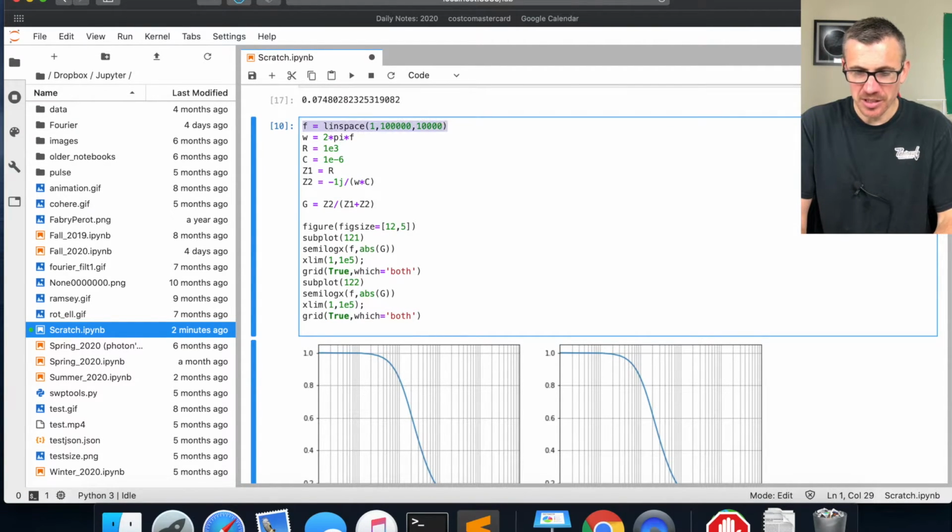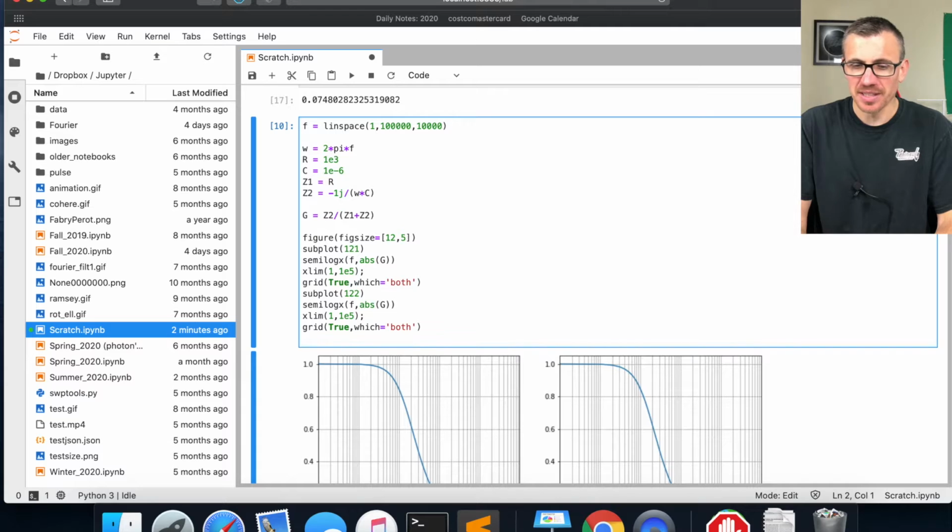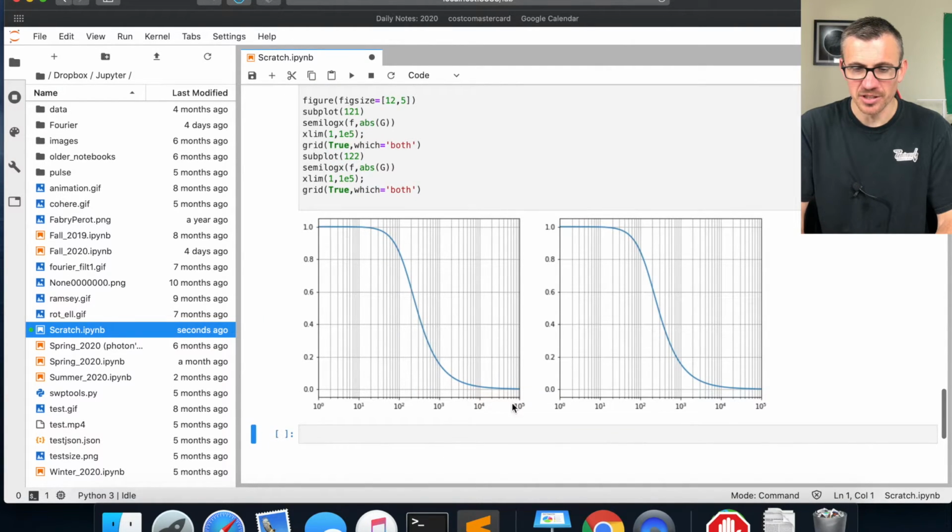And you know what? While I'm here, actually, I'm going to do a little trick. I had to choose like 10,000 points to make it readable. So I'm going to do what's called a log space instead. That's going to give me equally spaced, logarithmically spaced points here. I'm going to go from 10 to the 0 to 10 to the 5. And I'm only going to probably have to do 1,000 points now. There we go. So it's much faster.